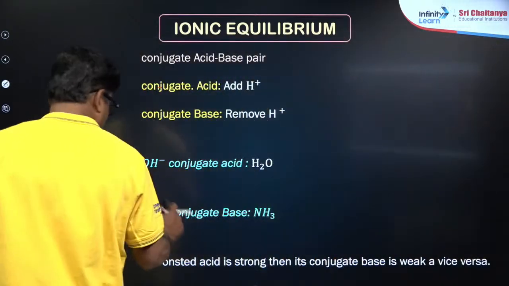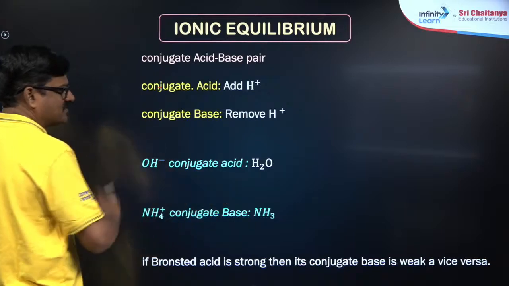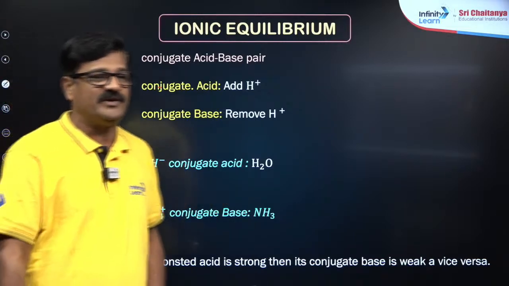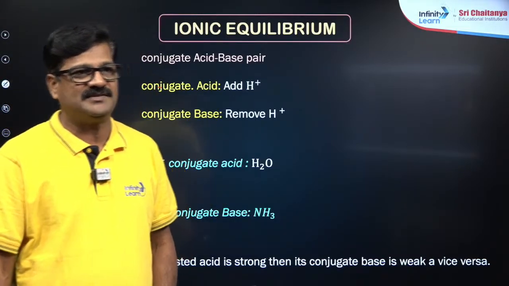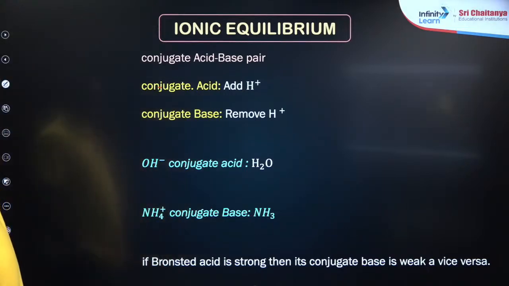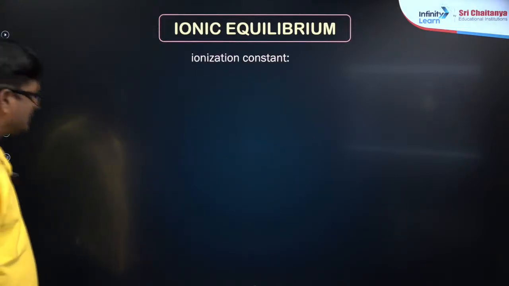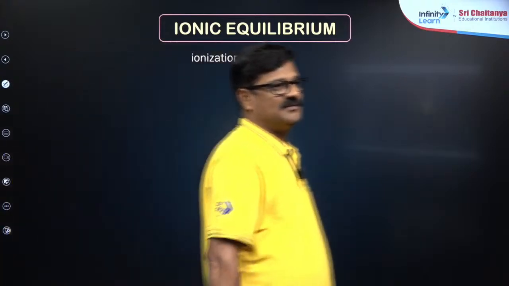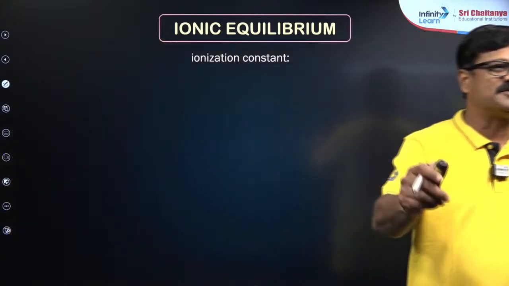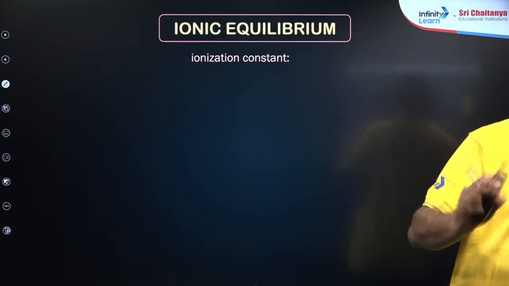Now, if a Bronsted acid is strong, then its conjugate base is weak, and vice versa. We discussed that. And you can see the ionization constant. Moving ahead, multiple choice questions are ready just ahead.